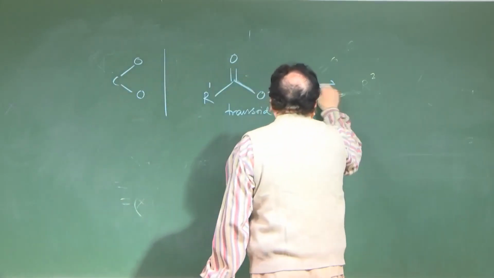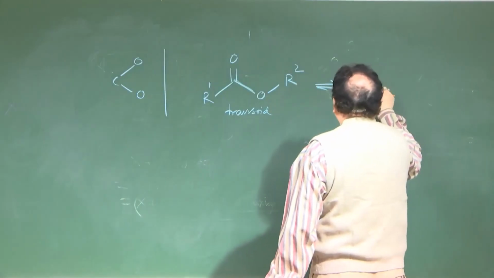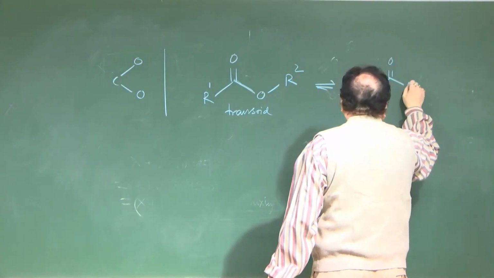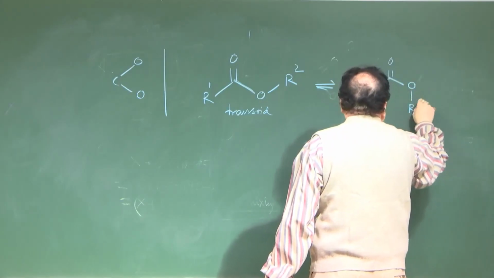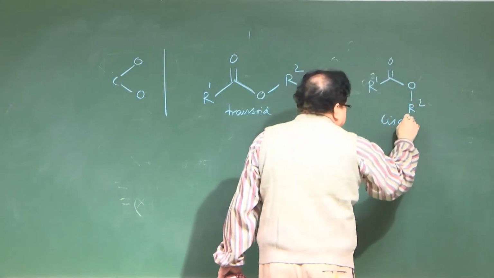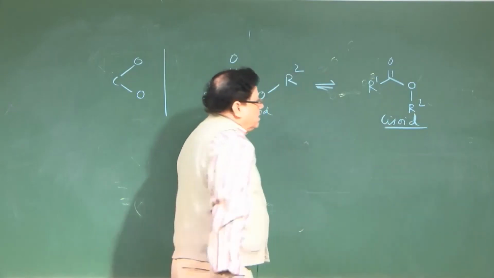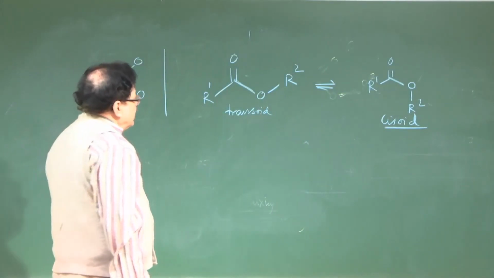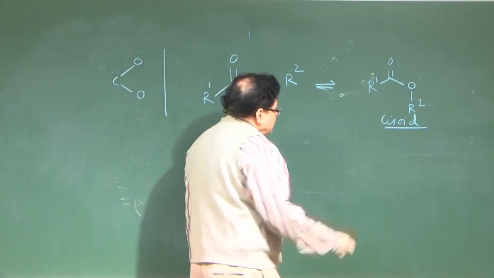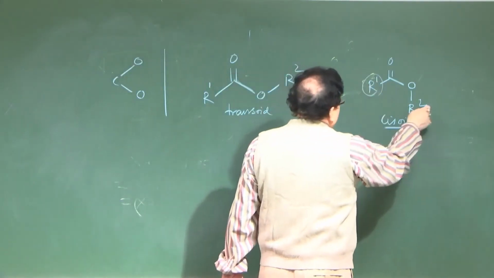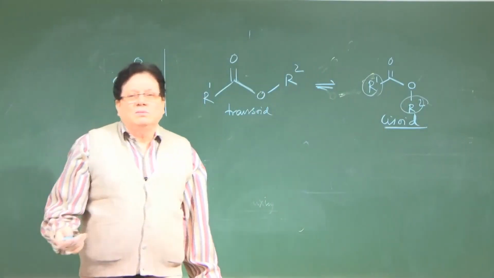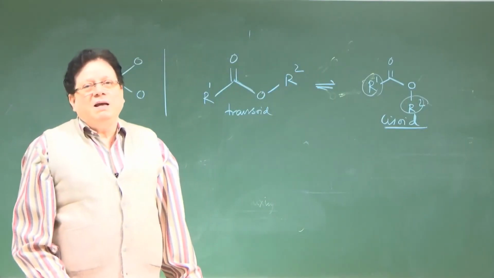You can also have the cisoid conformation, which is R1 double bond O and R2. This is what is called the cisoid. Now, the question is which one is more stable. One group of thought may be that because R1 and R2 are close to each other, the cisoid will be less stable than the other.